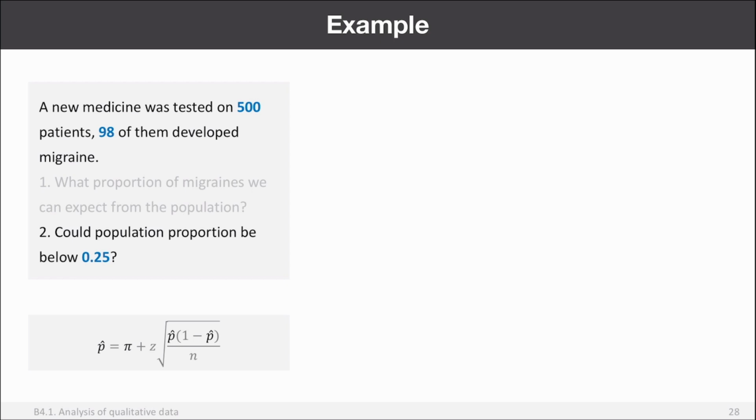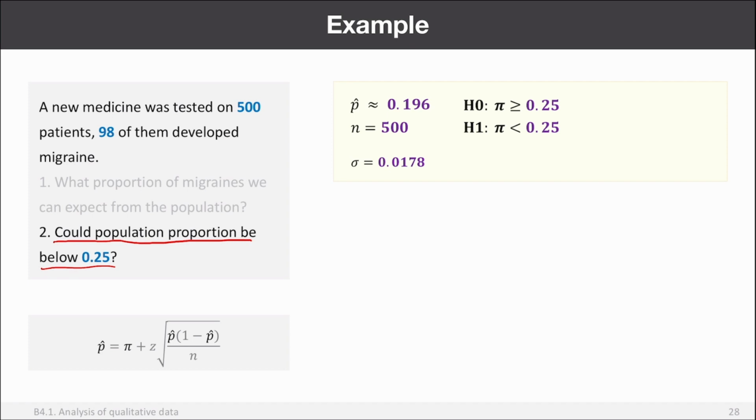So finally, let's learn how to make a test, also using normal distribution as approximation of proportion distribution. Okay. So in this case, you can see the question is, could population proportion be below 0.25? First of all, we can recall what proportion we had from calculations before. It's 0.196, and then n is 500. This is also the standard error that we calculated before.